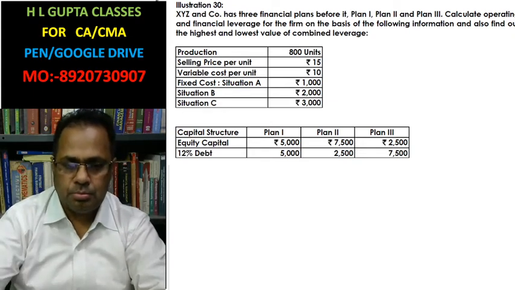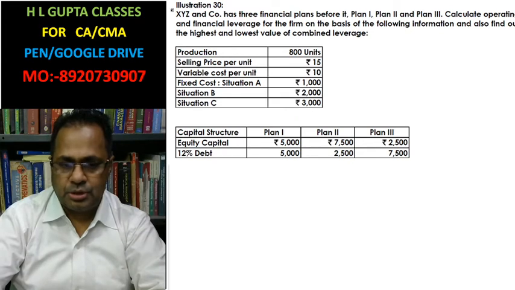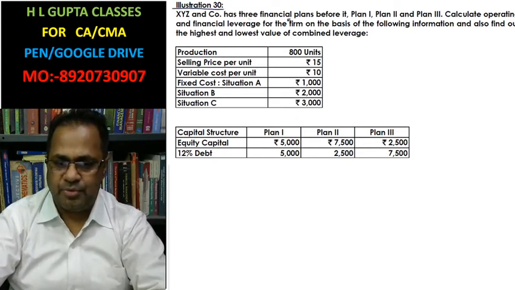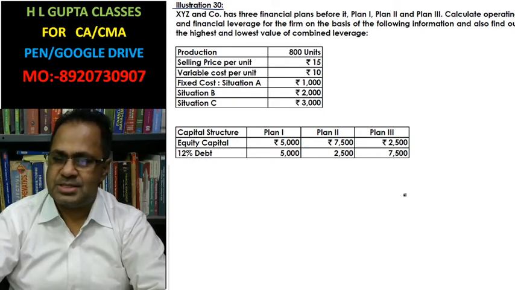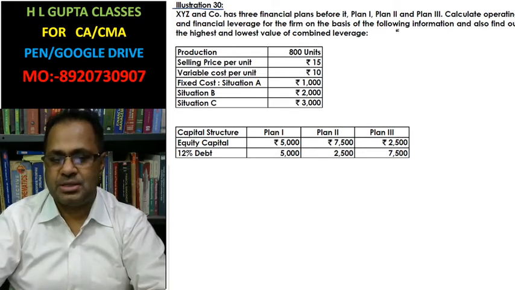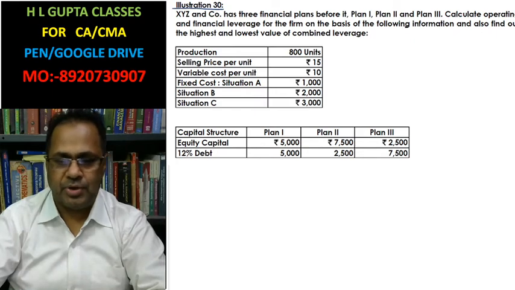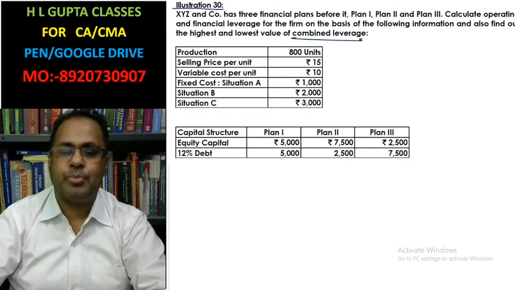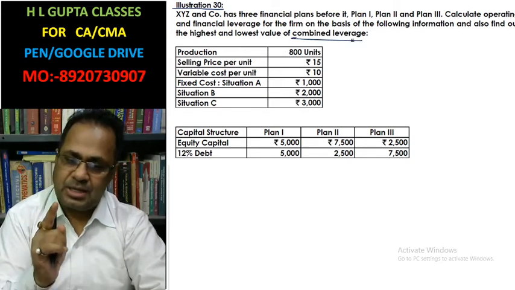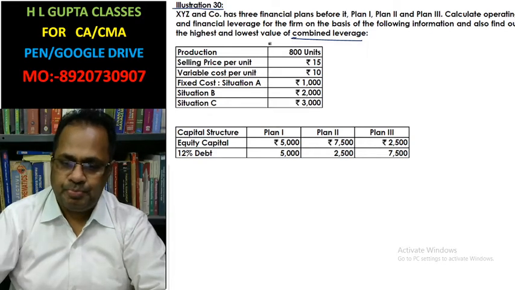In the given question, illustration number 30, XYZ company has three financial plans: plan first, plan second, and plan third. Calculate operating and financial leverages of the firm on the basis of the following information and also find out the highest and lowest combined leverage. It means you have to calculate operating leverage, financial leverage, and combined leverage.